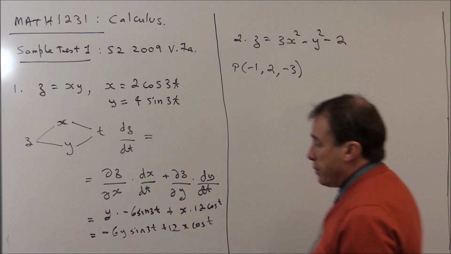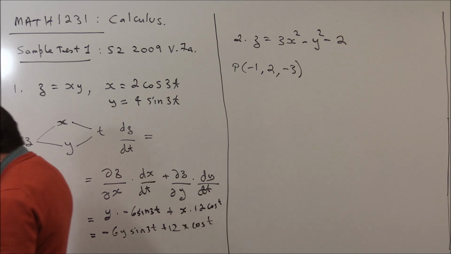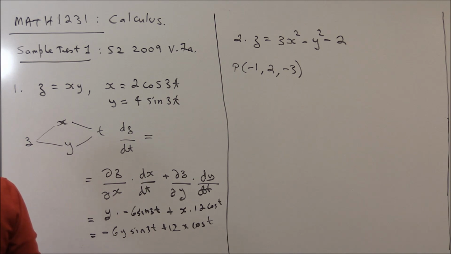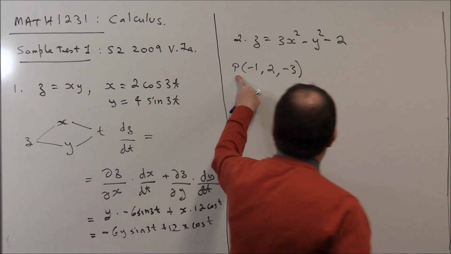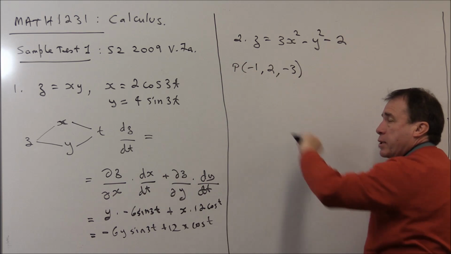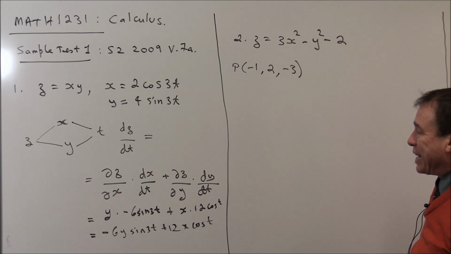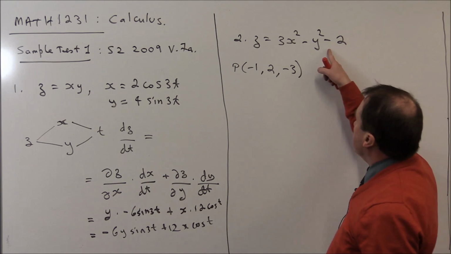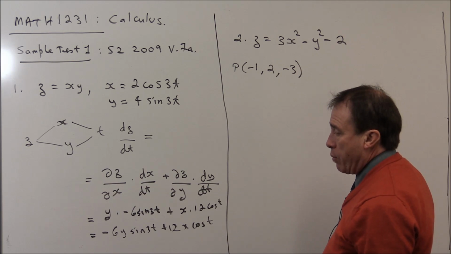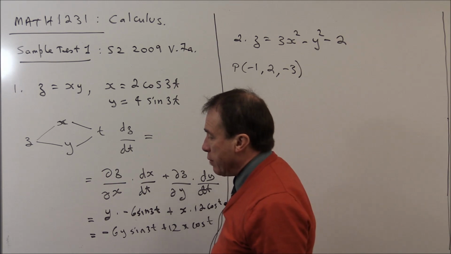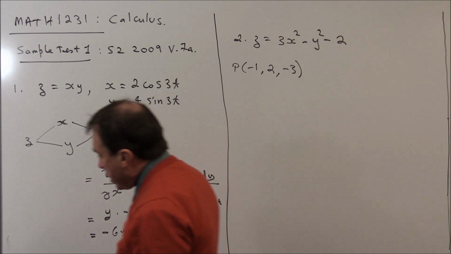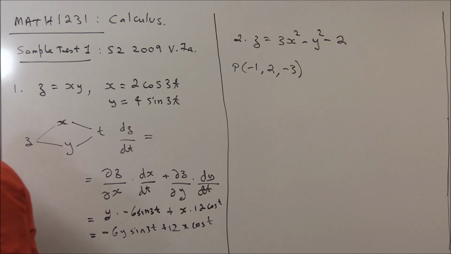The second one gives us a surface, and we're asked to find a vector normal to this surface at this point. I've called it P. There was no P in the question, but I always like to give a point a name so I can set it out neatly. So there's my surface and there's my point, and we want to find the normal vector to the surface and also the equation of the tangent plane.